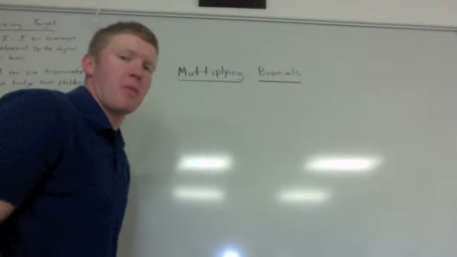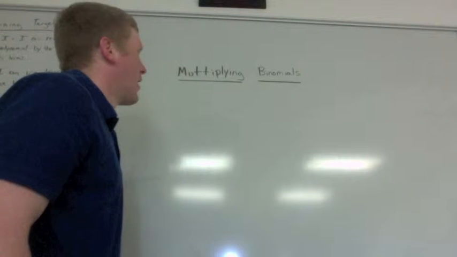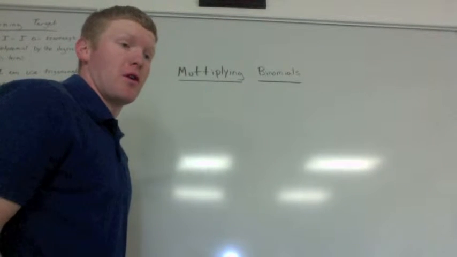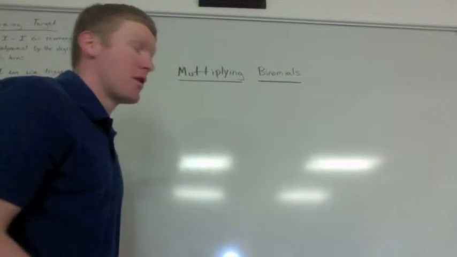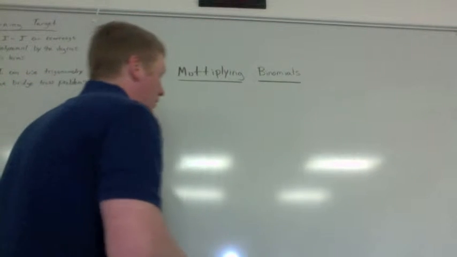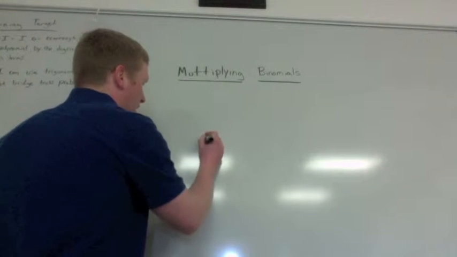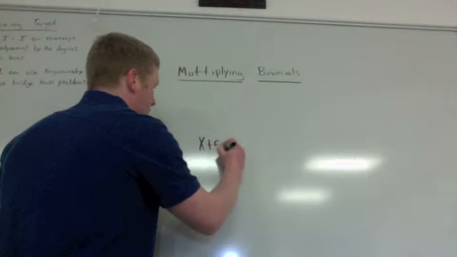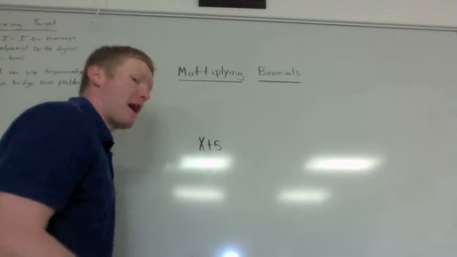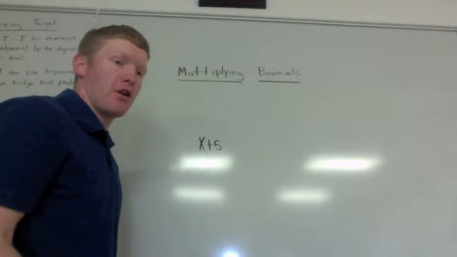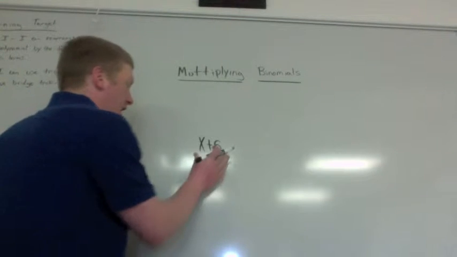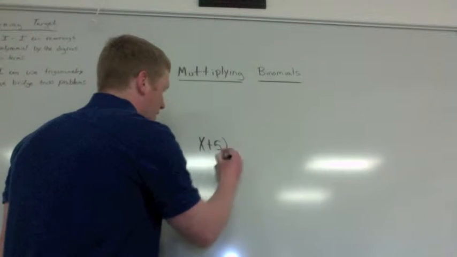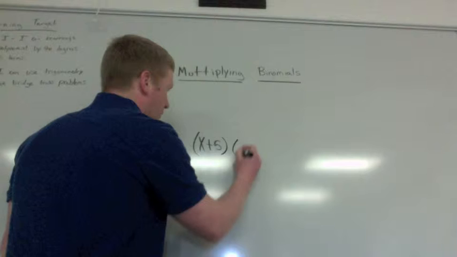Okay, today we're going to talk about multiplying binomials. A binomial is a polynomial which has two terms. An example of a binomial would be like x plus 5. What we're going to do is take a binomial and multiply it by another binomial. So we're going to take x plus 5 and multiply that by x plus 5.